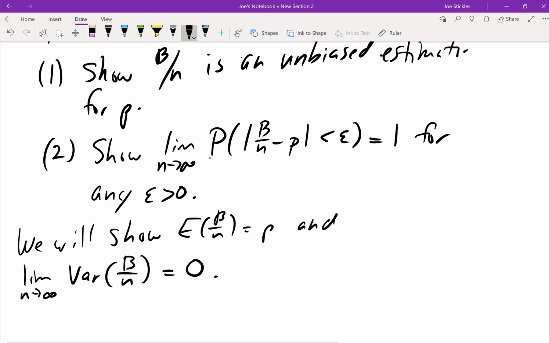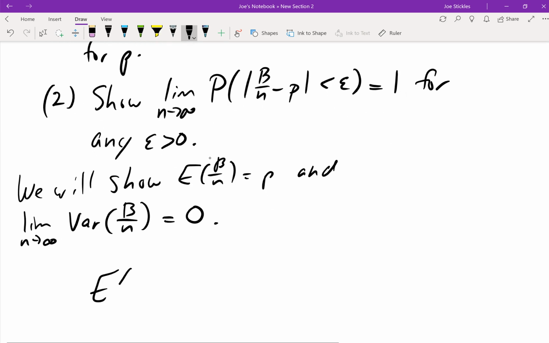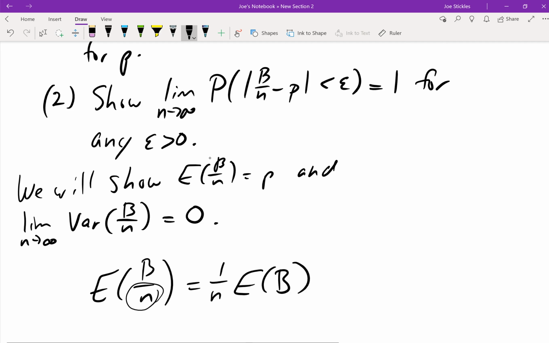So this is not a difficult thing to do. If I want the expected value of B over n, what can I do with the n? Pull it out in front. And then what variable was B? Binomial. So it was binomial with n trials and probability of success P. So what's the mean of that distribution? np, and those n's cancel and you just get P. So this shows that B over n is in fact unbiased.